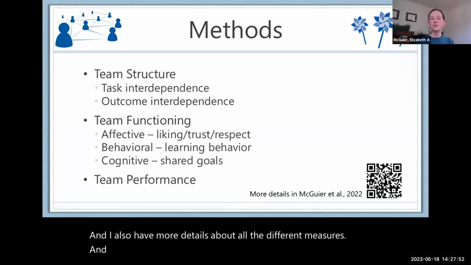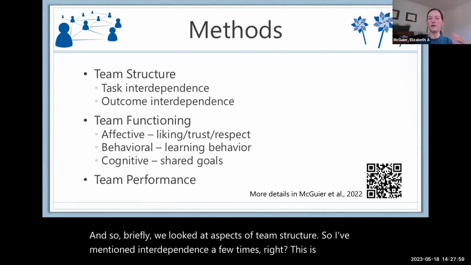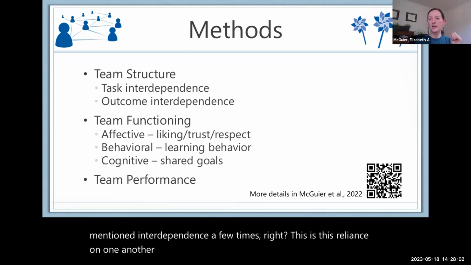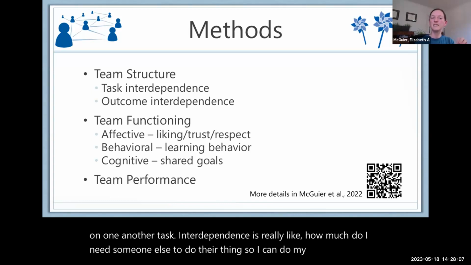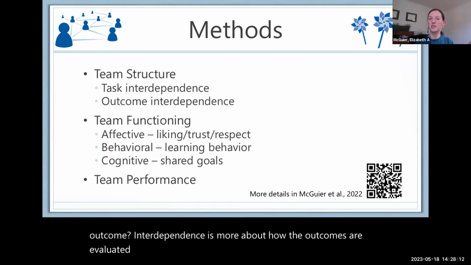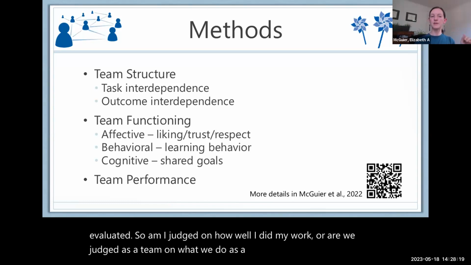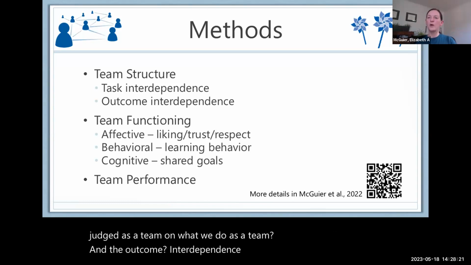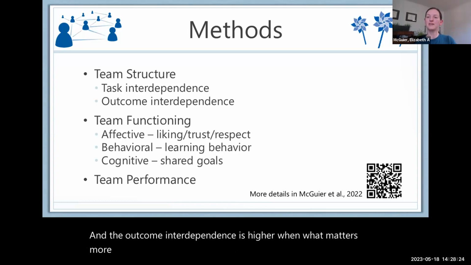And so briefly, we looked at aspects of team structure. So I've mentioned interdependence a few times, right? This is this reliance on one another. Task interdependence is really like, how much do I need someone else to do their thing so I can do my thing? Versus outcome interdependence is more about how the outcomes are evaluated. So am I judged on how well I did my work, or are we judged as a team on what we do as a team? So outcome interdependence is higher when what matters more for evaluation and rewards is what the team does.